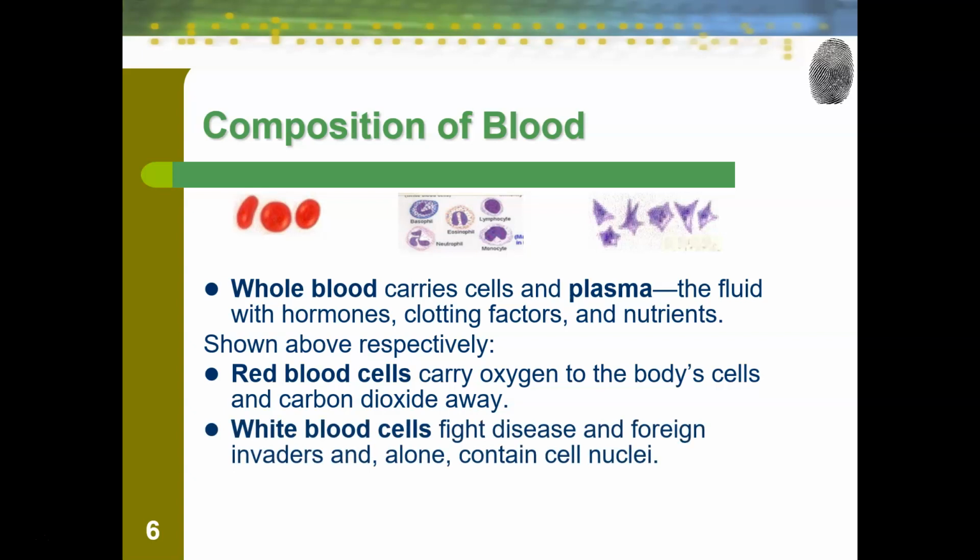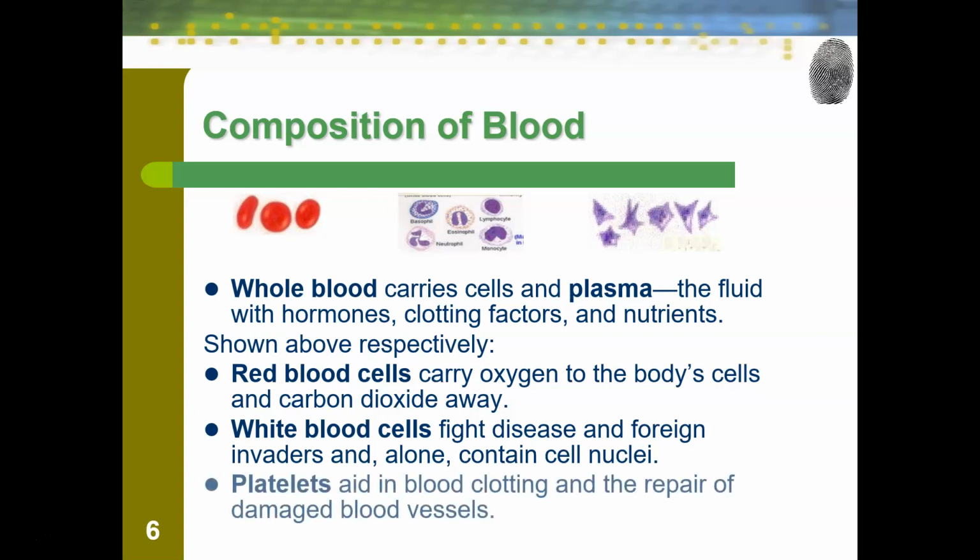Then you also have your white blood cells. These fight disease and foreign invaders. And this is actually why our blood contains DNA, because of our white blood cells. Red blood cells, interestingly, do not contain any nuclei and therefore do not contain any nuclear DNA. However, white blood cells do have a cell nucleus, and therefore that is where our DNA comes from. When we say we test blood for DNA, we're really testing someone's white blood cells. We also have platelets that aid in blood clotting and the repair of damaged vessels.